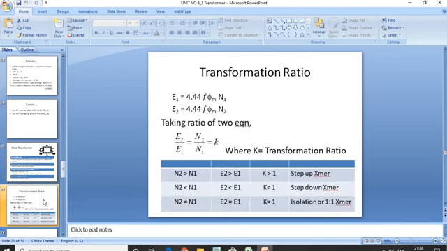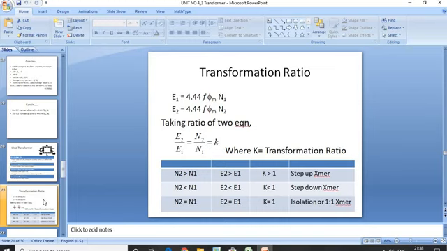Now transformation ratio. For finding the transformation ratio, we have to consider EMF equations of the transformer, and we are taking ratio of these two equations. So we get the final equation as E2 by E1 is equal to N2 by N1, which is equal to K. Now this K is known as transformation ratio. Now depending upon this K, the transformer is step up, step down, or isolation.